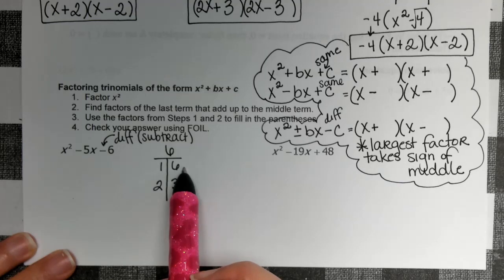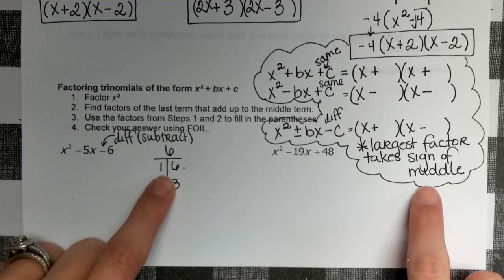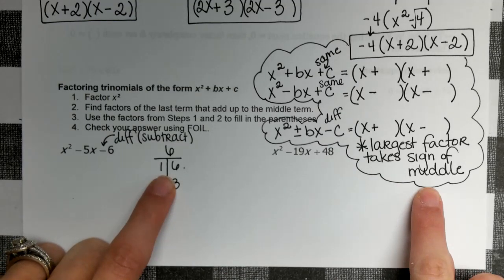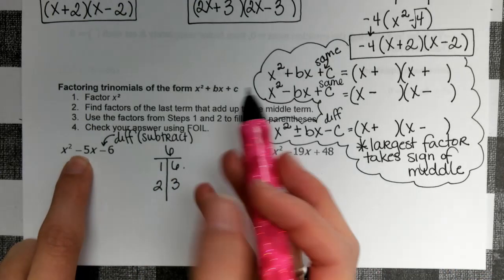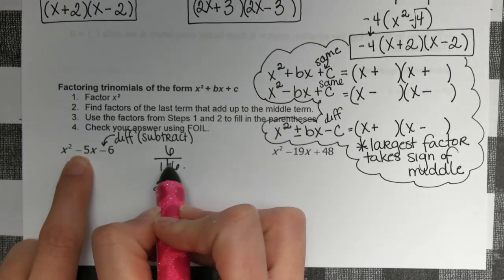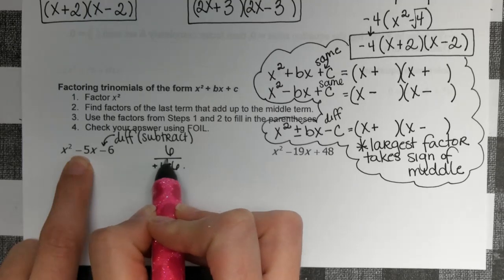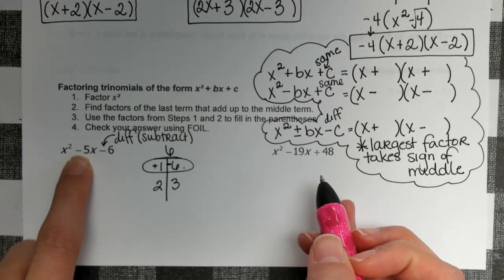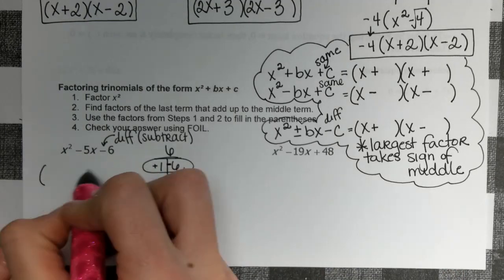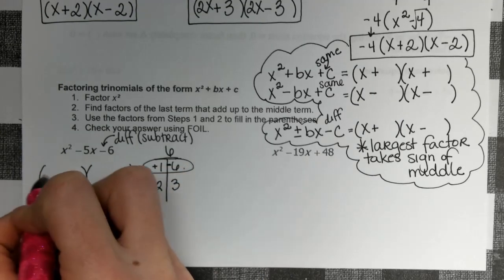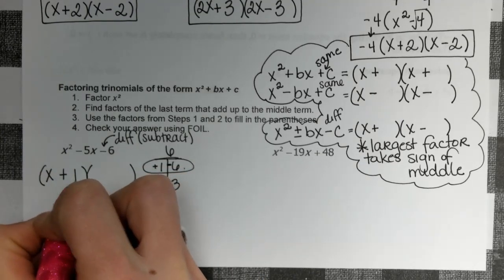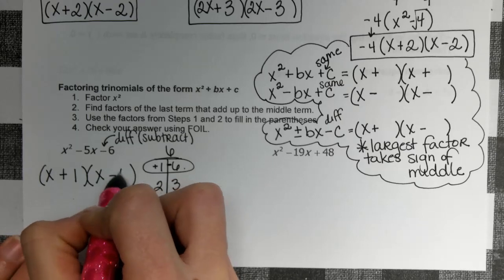1 and 6. Okay? They're different signs. Your largest factor takes the sign of the middle. So my middle sign is negative, so my larger factor is 6. I should have a negative 6 and a positive 1. Okay? So what I do is I put that in my parentheses. I have x plus my 1 and x minus my 6.